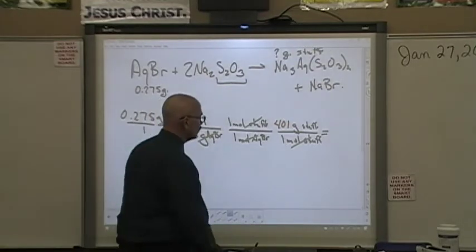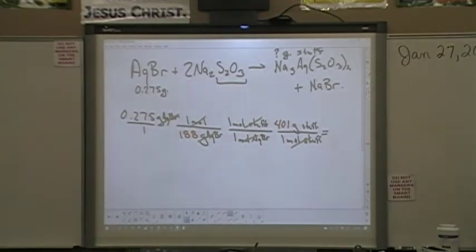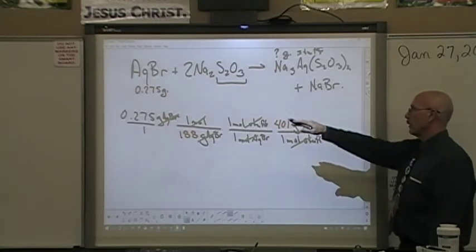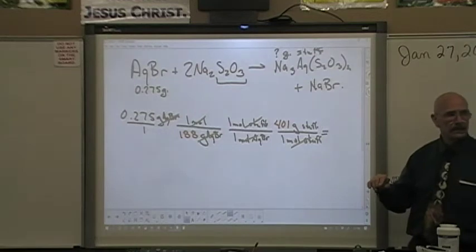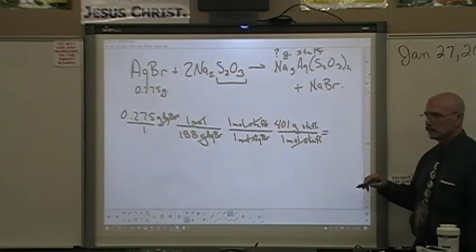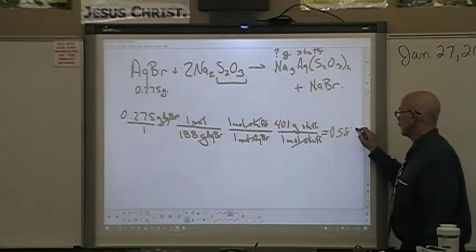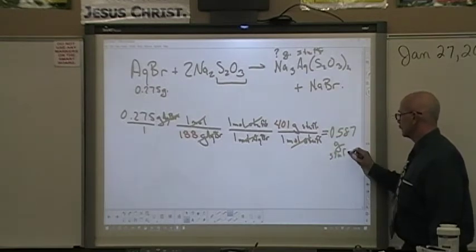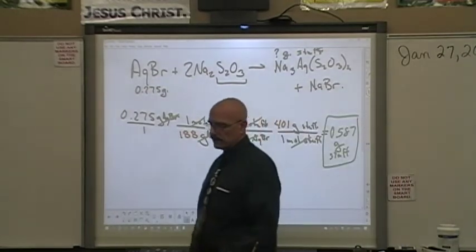Caden's crunching the numbers right now. Looks like we got 0.587. Yes. And then 401 grams of stuff. So 0.587 grams of stuff.